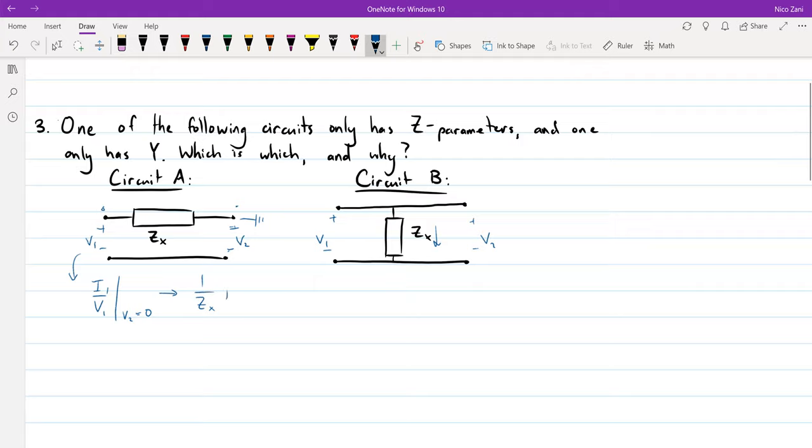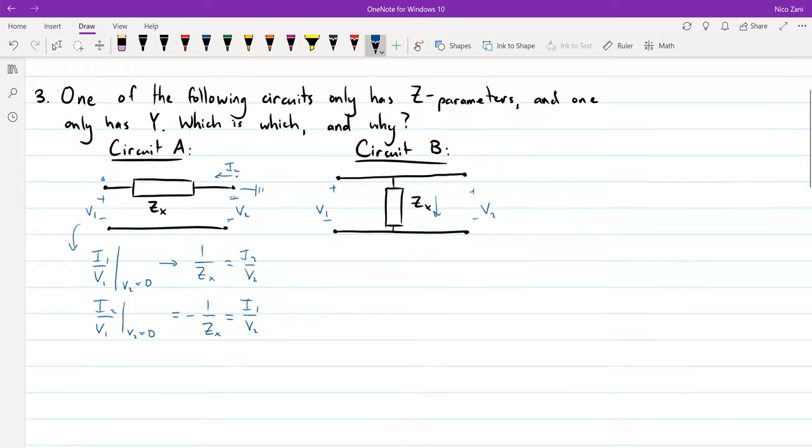And you can do the same thing for I2 over V2, since this is going to be I2. Then you can find I2 over V1, let's say, when V2 equals 0. And that's going to be negative 1 over ZX, because it's just going to be the negative of this current right here. And then you can similarly do I1 over V2, and I should actually say these are equal. So our Y matrix here is the following: 1 over ZX, 1, negative 1, negative 1, 1.